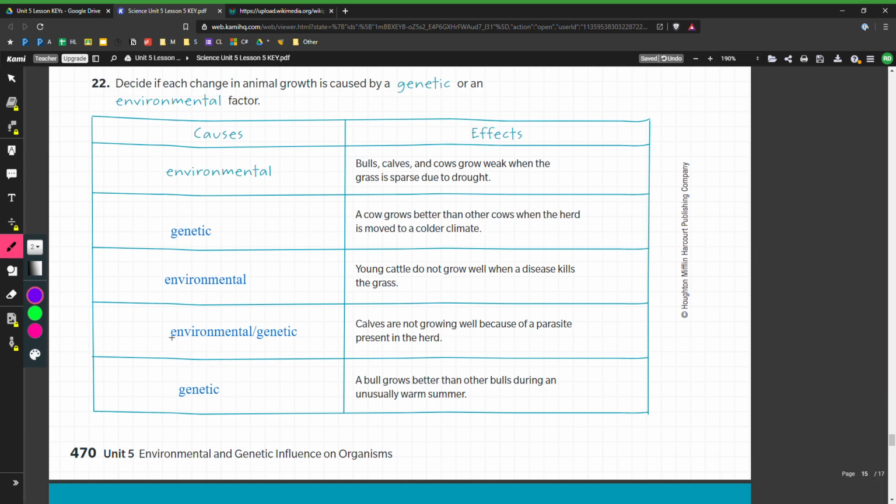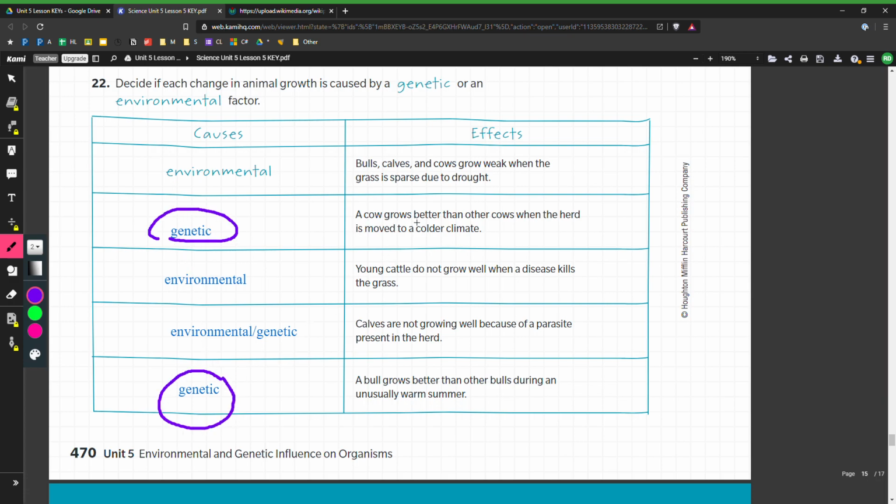Are these causes genetic or environmental? So an effect: a cow grows better than other cows when its herd is moved to a colder climate. Some of these might seem environmental because the colder climate is an environment, but if the colder climate was an environmental factor that made cows grow better, all the cows would be growing better. So these two right here, this one and this one, are kind of similar.